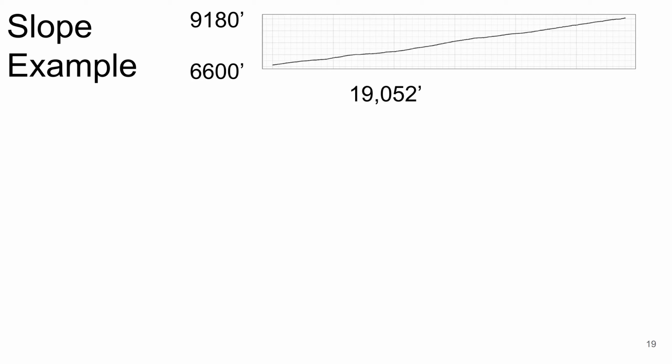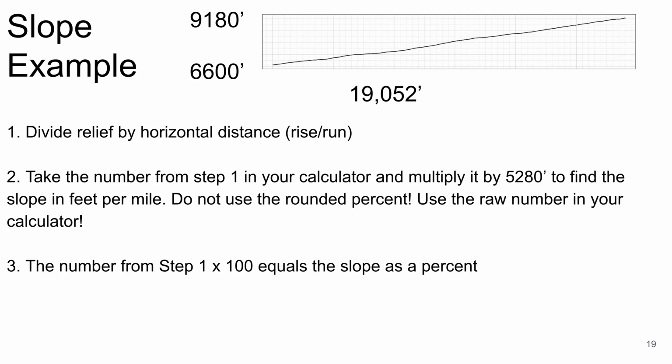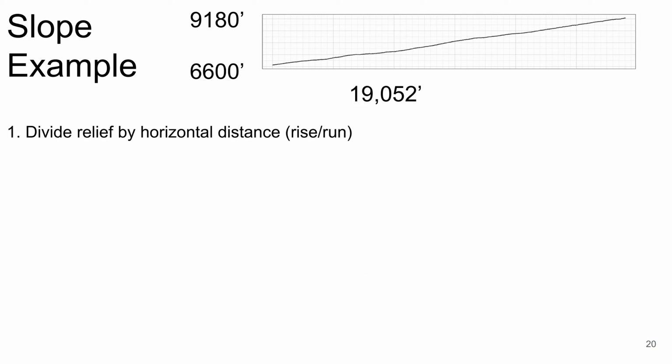The starting elevation was 660 feet. The ending elevation was 9,180 feet. The horizontal distance is 19,052 feet. So step 1, relief divided by horizontal distance. Multiply that by 5280 to get slope in feet per mile. And then the answer to number 1 times 100 is the slope as a percent.